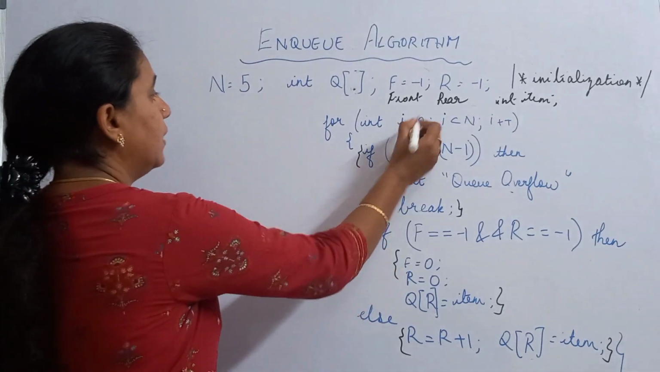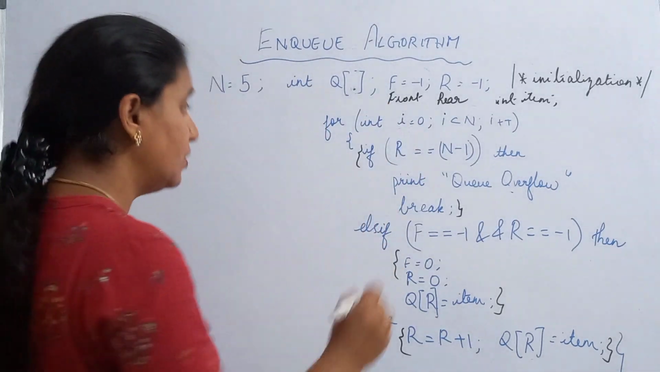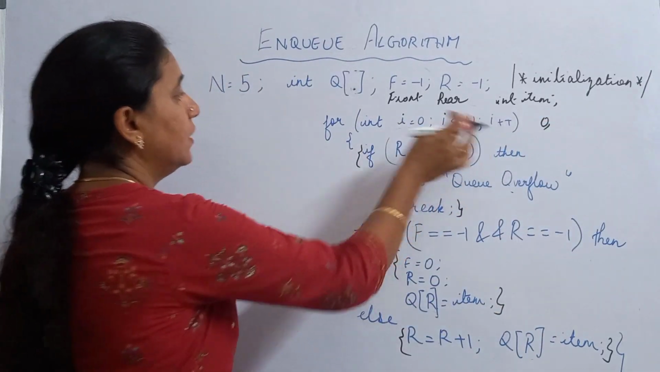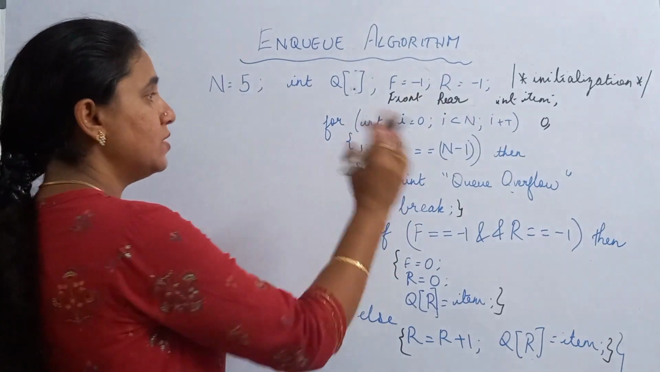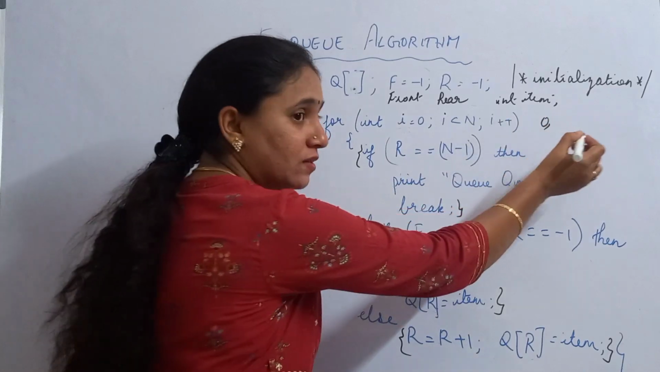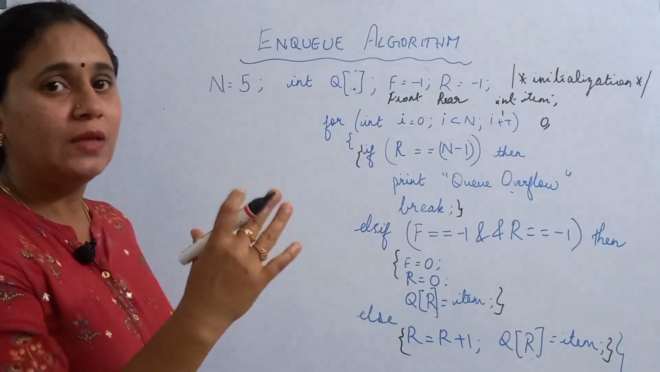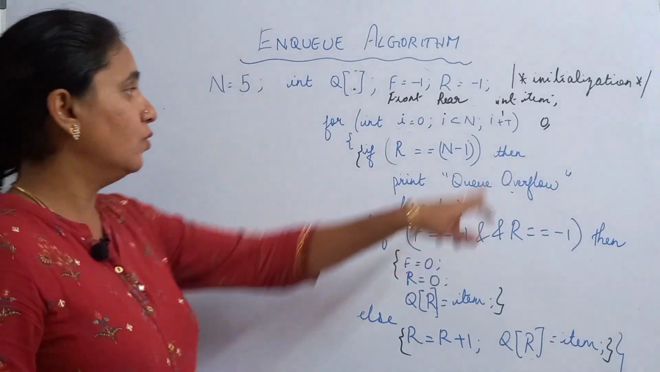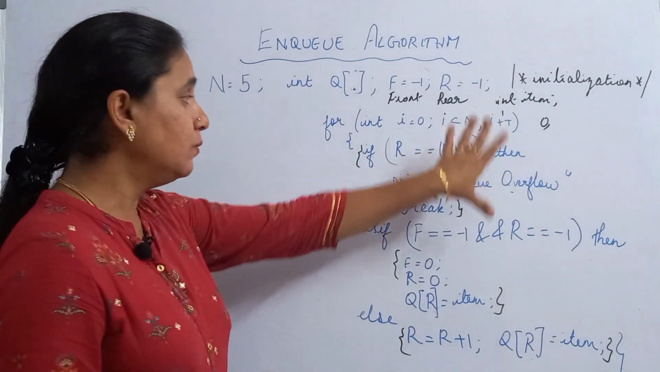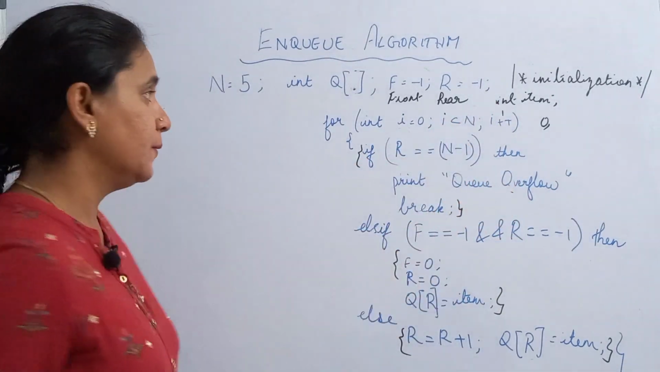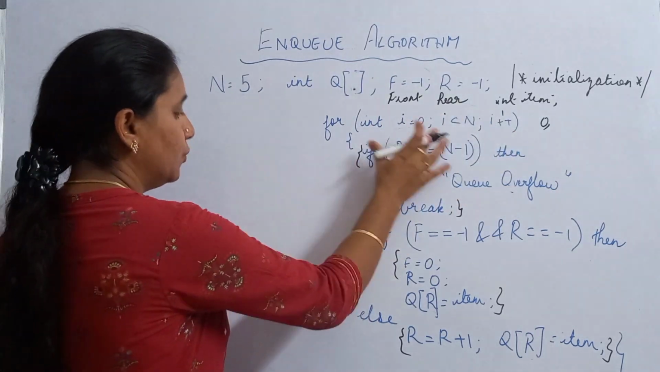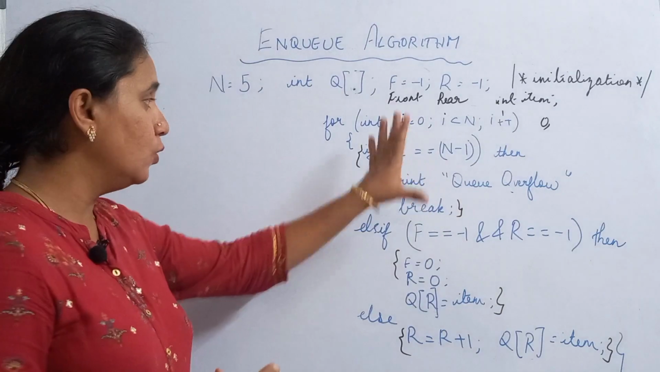Initially i is equal to 0. Now check the condition: 0 less than n. Is this condition true? Yes, 0 is less than n, so absolutely it is true. Now i plus plus means it will increment and keep the value for the next operation, that is, the next time the loop executes. Now this condition is true, so we are going to move inside this loop.